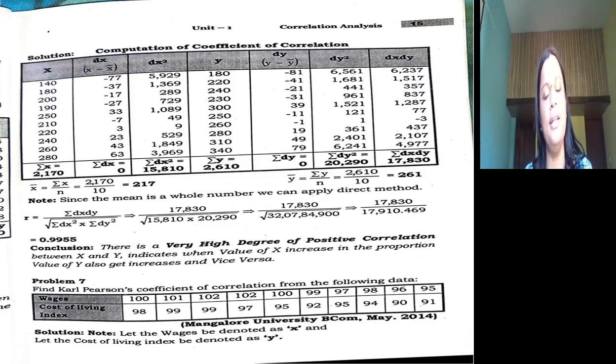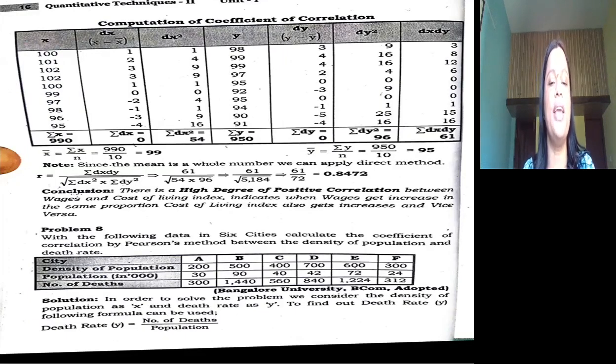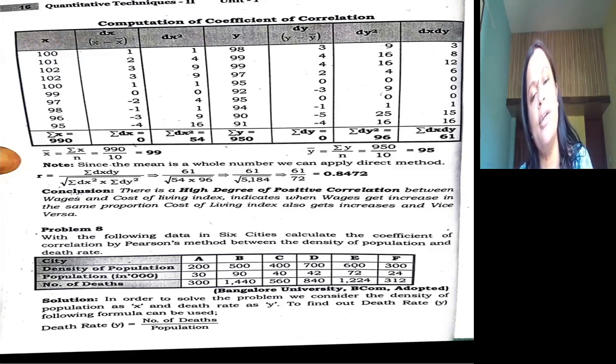We'll see the fifth one, that is here, in the notes which was given to you. It is problem number 7. Find Pearson correlation coefficient from the following data. Wages is given, cost of living index is given. So we are considering wages as variable x, cost of living index as variable y. When we calculate sum of x, we arrive at 990. 990 divided by 10 is 99. When we calculate total values of y, we arrive at 950, divided by 10 is 95. Both are whole numbers, so we can apply the actual mean method.